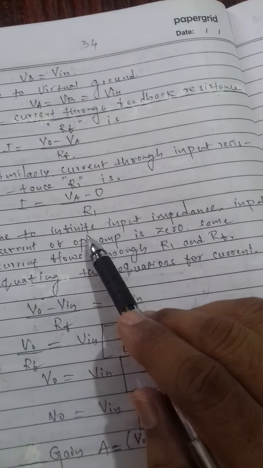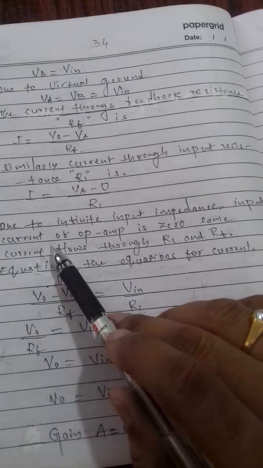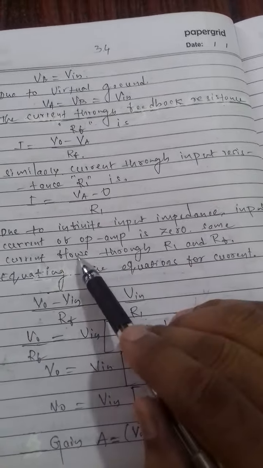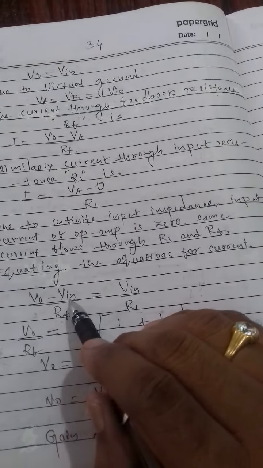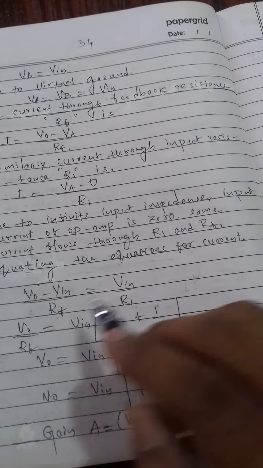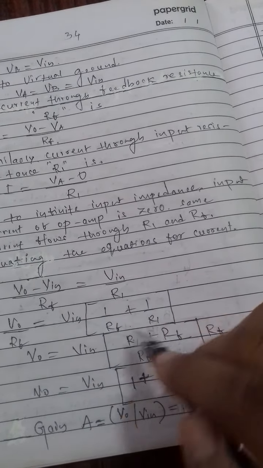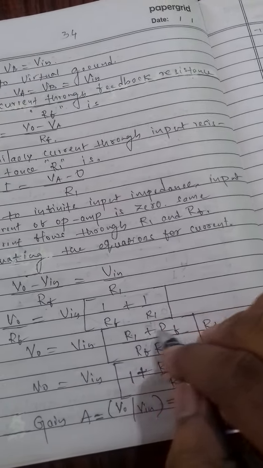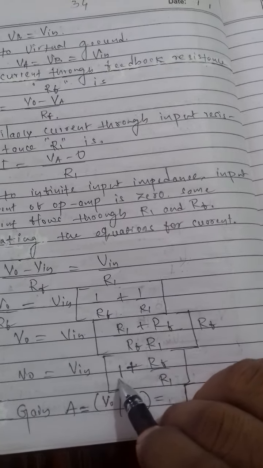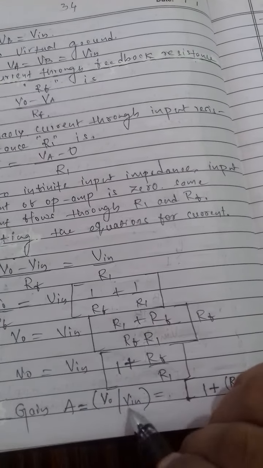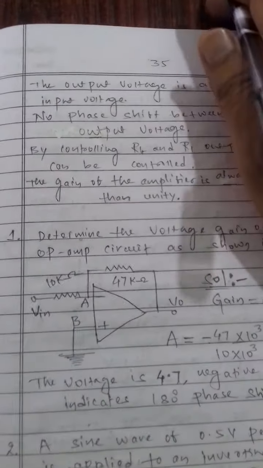Due to infinite input impedance, the input current of the op-amp is 0. The same current flows through R1 and RF. Equating the equations for the currents, Vo minus Vin upon RF is equal to Vin upon R1. Vo is equal to Vin into bracket of 1 by RF plus 1 by R1, which is equal to Vin times R1 plus RF upon RF R1. Therefore, output voltage is equal to Vin times 1 plus RF upon R1. Gain is equal to output voltage upon input voltage is equal to 1 plus RF upon R1.